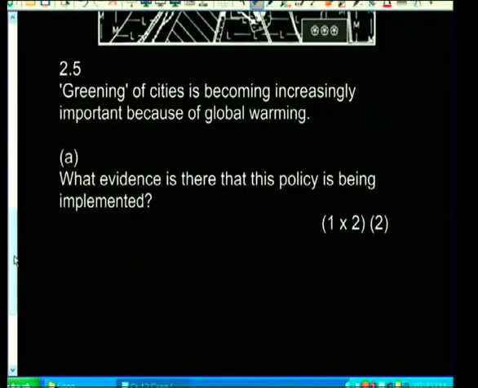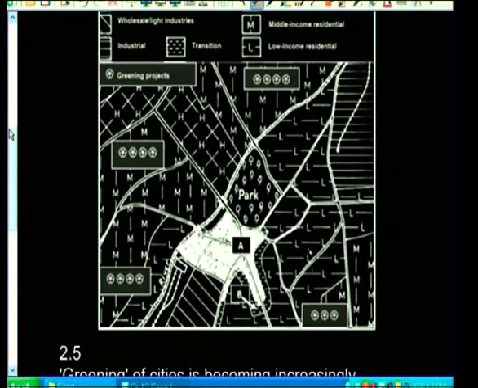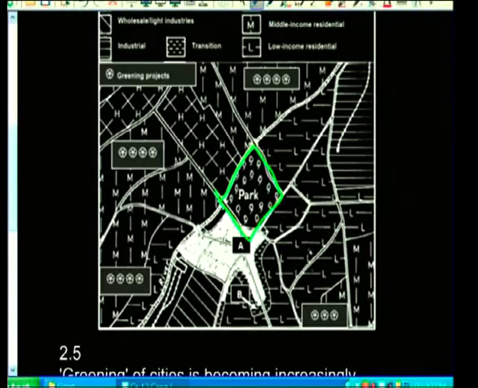Question 2.5a says, what evidence is there that this policy is being implemented? If we go back to our diagram, very obviously right next to the city centre is an enormous park. The evidence that the park is there is showing that this city has become a lot greener. It's also indicated by the greening projects, which have been given another symbol. There's greening projects all over the urban area, as well as the park that is located in the city centre.